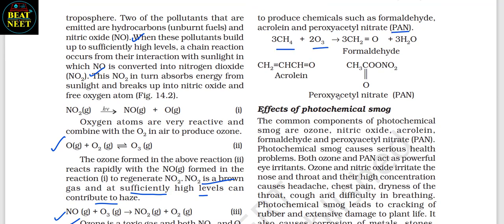3CH4 plus 2O3 gives out 3CH2=O plus 3H2O. And the acrolein formula you can see, and the peroxyacetyl nitrate PAN formula also you can see.